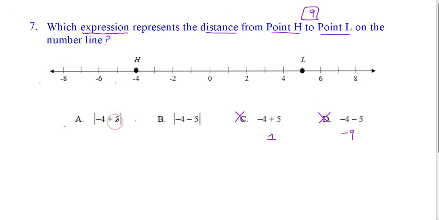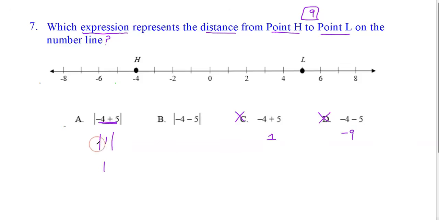Now we need to decide if it's A or B. Hopefully you can see that my answer choice has to be B, but let me explain. Let's start with A. We've already done negative 4 plus 5 right here. We know that's 1. But then I have these funny symbols here. These funny symbols just tell us that anything inside them will turn to positive. Well, 1 is already positive, so it'll stay positive. So really what this means is the absolute value of 1, it's just 1.